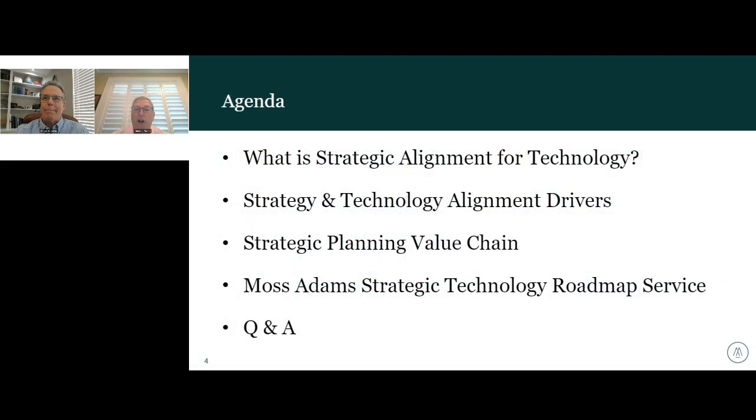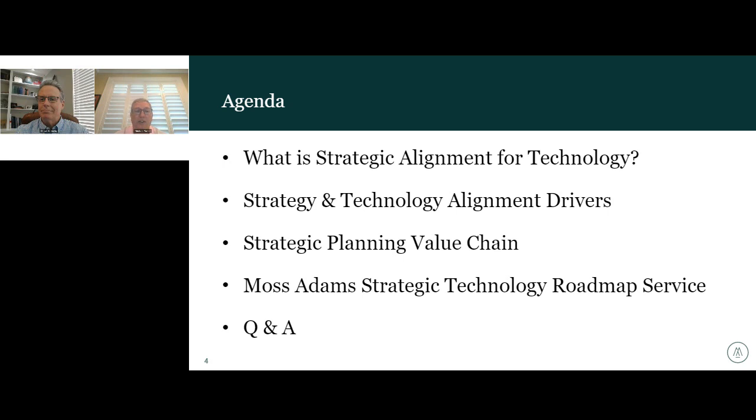So let's get started with what we're going to talk about. The agenda for today is, really, what is strategic alignment for technology? There's a lot of conversations about that. I think there's a lot of areas we could cover, so we want to level set a little bit to start out with, and then feed that into some of the strategy and technology alignment drivers. What do we see that we really need to focus on, or events and things like that that really impact the ability to both create and manage a strategic alignment plan.